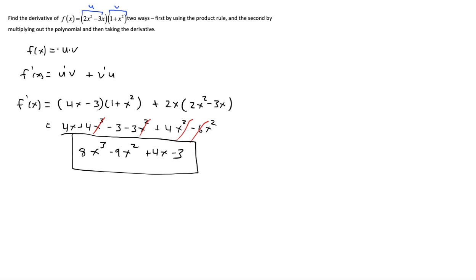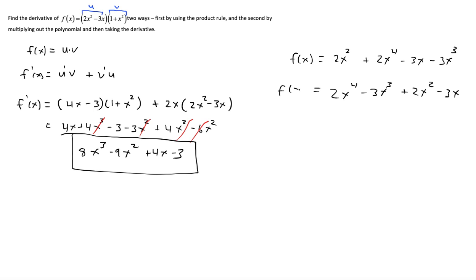What's the second way though? Let's just multiply this out. Well, just FOIL it in the beginning. So f of x, we're just going to FOIL this out right now. We get 2x squared plus 2x to the fourth minus 3x minus 3x cubed. Let's just rewrite this so that it's in descending order. 2x to the fourth minus 3x cubed plus 2x squared minus 3x.